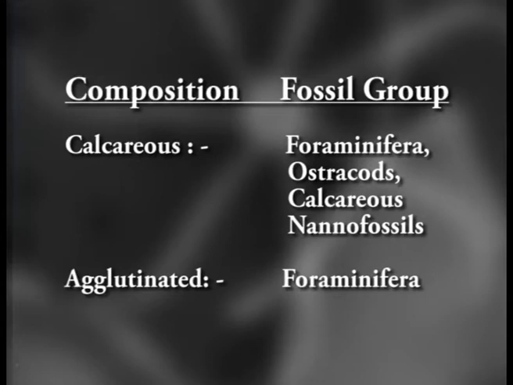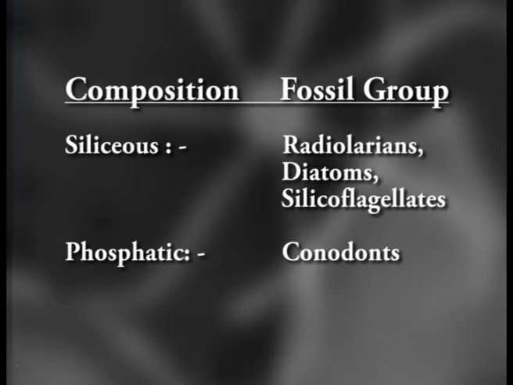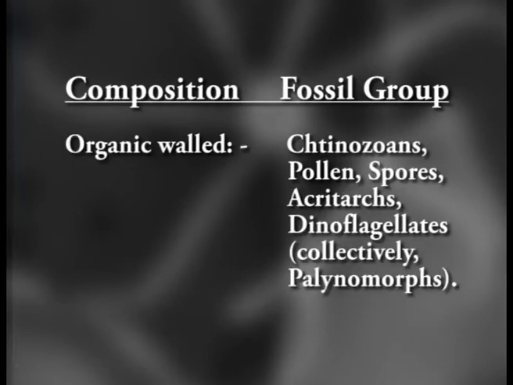Microfossils useful in hydrocarbon exploration can be divided into 5 principal microfossil groups, based on the composition of the shell, test or hard parts. Calcareous groups include foraminifera, ostracods, and calcareous nanofossils. Agglutinated includes foraminifera. Siliceous includes radiolarians, diatoms, silicoflagellates, while phosphatic microfossils are conodonts. Organic wall microfossils include chitinozoans, pollens, spores, acritarchs, dinoflagellates, which are collectively known as palynomorphs.